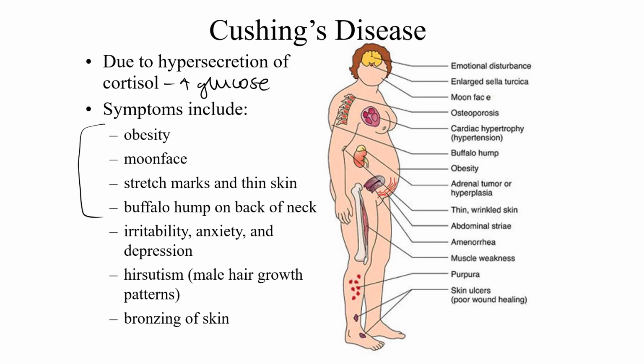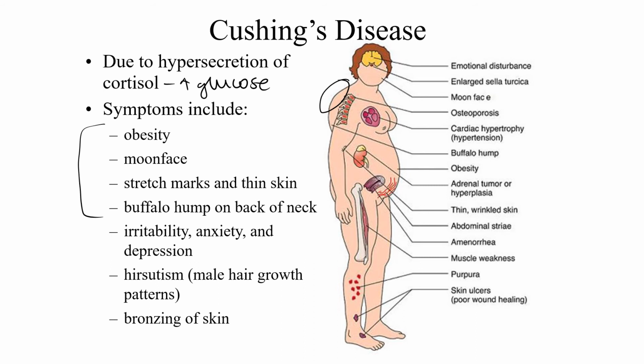Obesity, moon face, which is weight gain in the face, stretch marks and thin skin can come from increased cortisol, and buffalo hump on the back of the neck, this area right here, comes from the storage of fat in between the shoulder blades. So excess glucose can lead to a lot of problems, including high blood sugar. We also see some other issues develop.